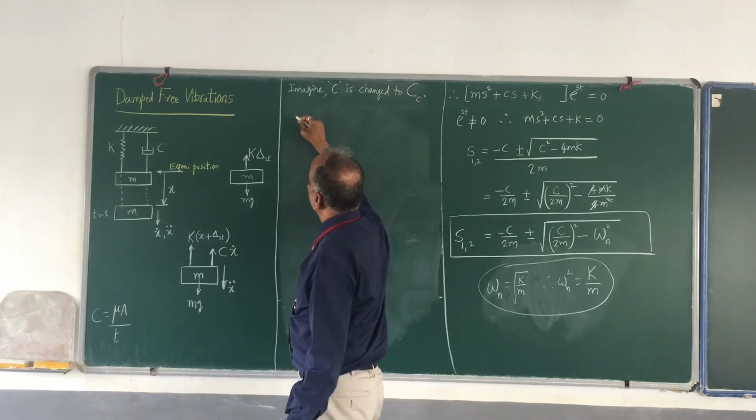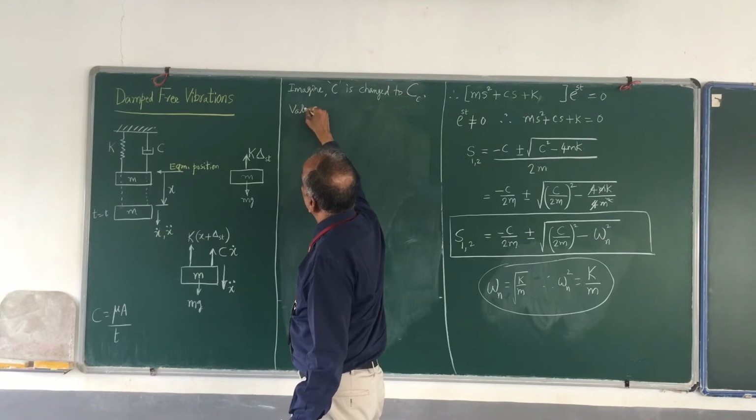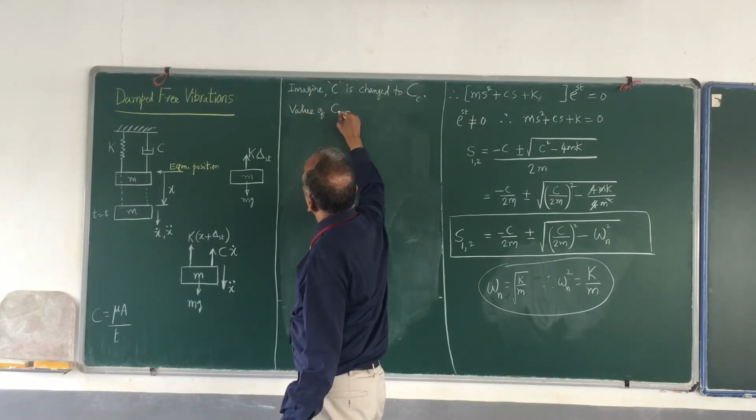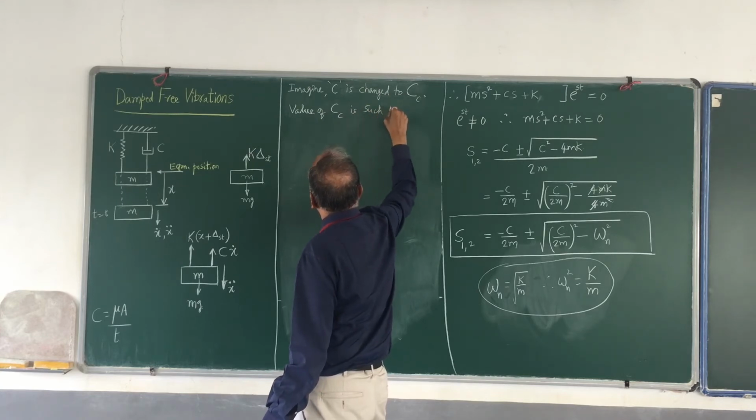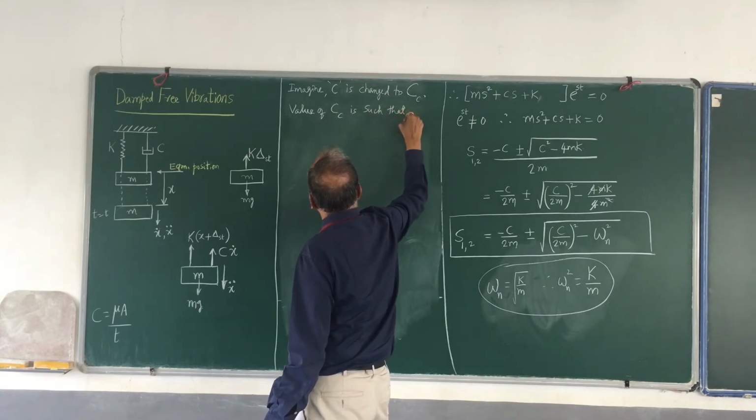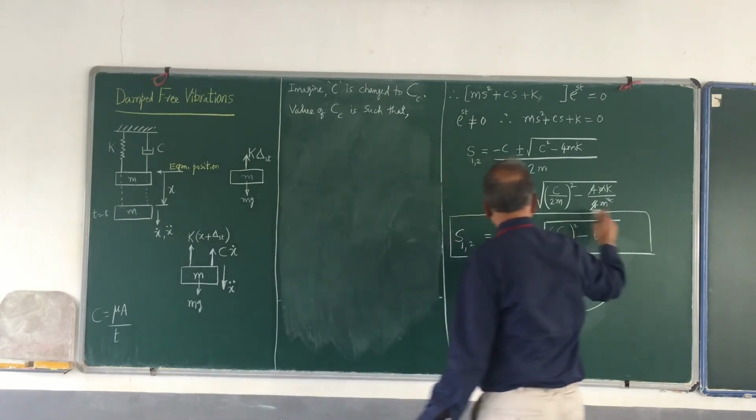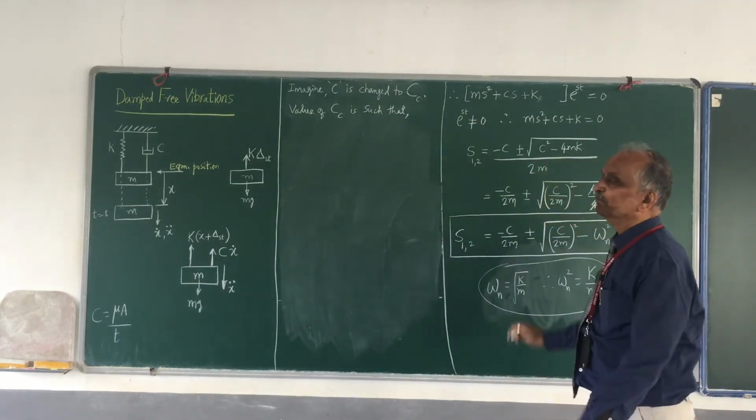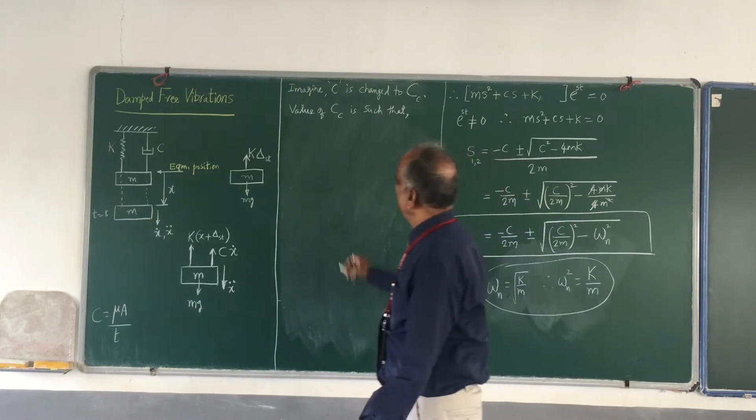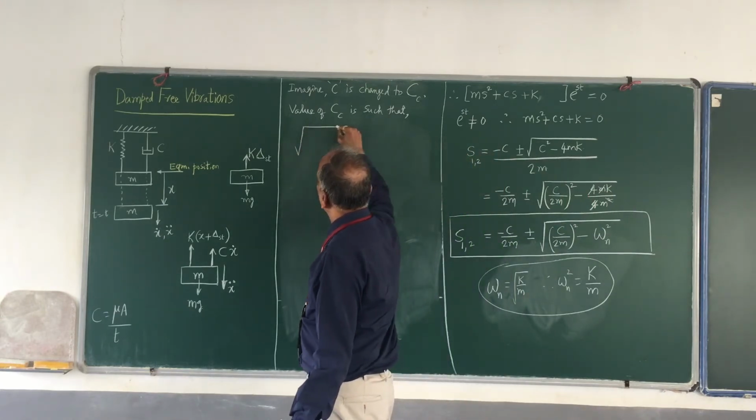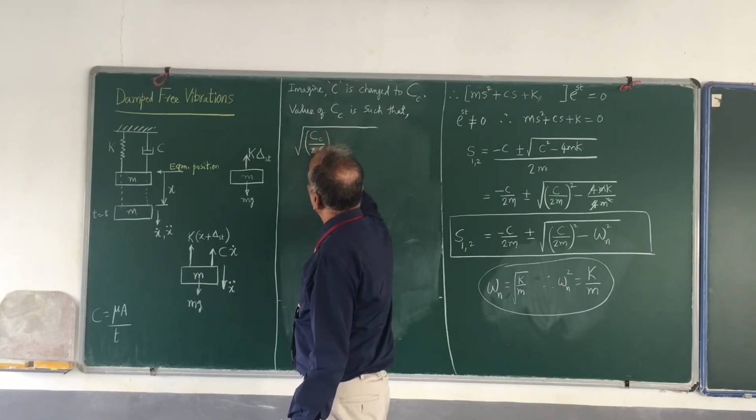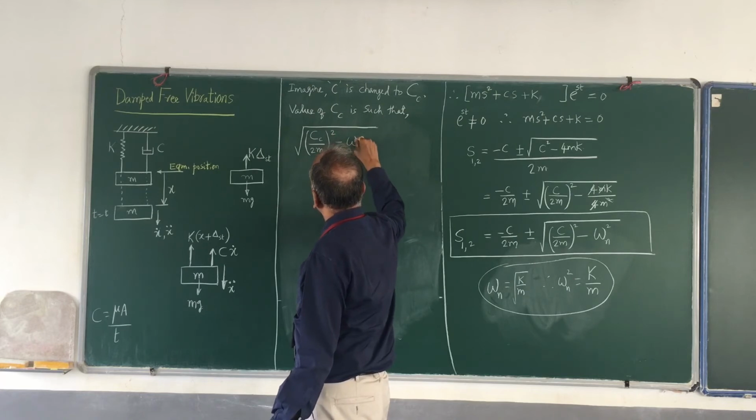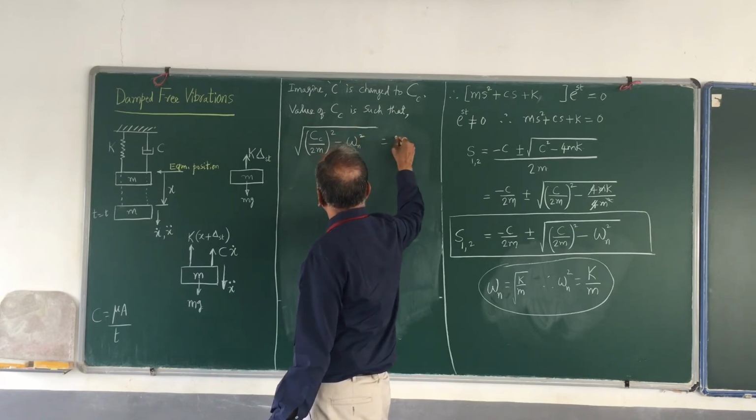So what is the value of CC? The value of CC is such that the term within the square root sign becomes 0, such that when C is changed to CC, CC divided by 2m whole square minus omega n square is equal to 0.